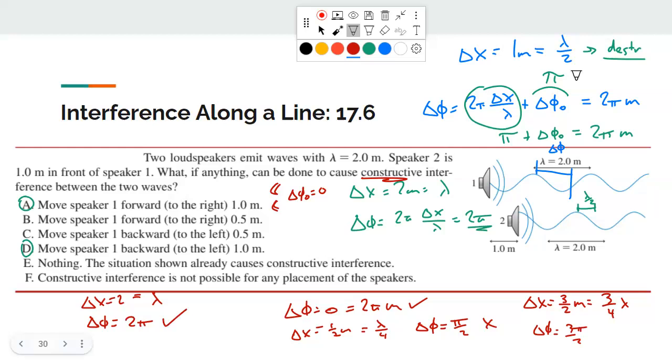And then the other options are like, did none of those work, or is it not possible? That sort of thing. So that's how we get A and D as the answers. You get lambda over 2, and you said that shifted.